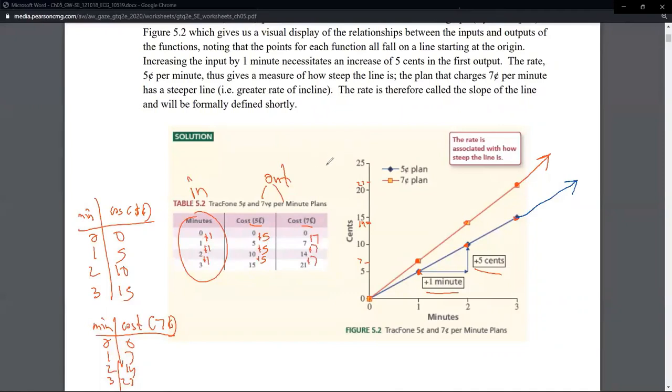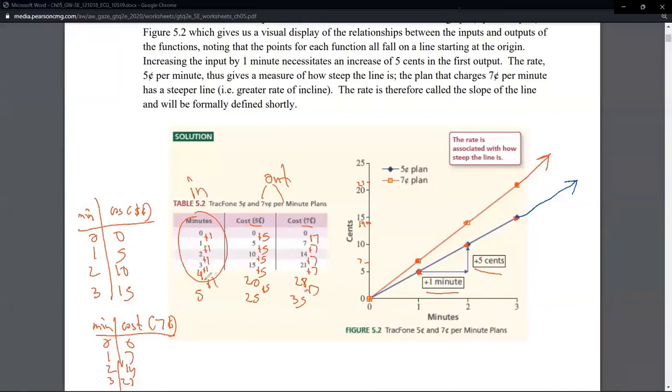So if I asked you for an equation for this, you don't really need it to continue this pattern. You could just say, all right, well, if we go to 4 minutes, which is 1 more, we'd expect the 5-cent plan to go up 5 cents, which would be 20, and we'd expect the 7 cents per minute plan to go up 7 cents, which is 28. If we talked 5 minutes, which is another up 1, we'd expect this to go to 25, which is up 5, and we'd expect this to go up 7, which is 35.